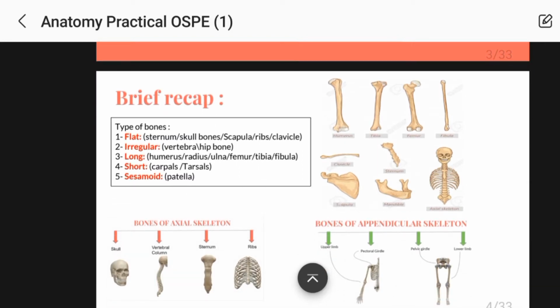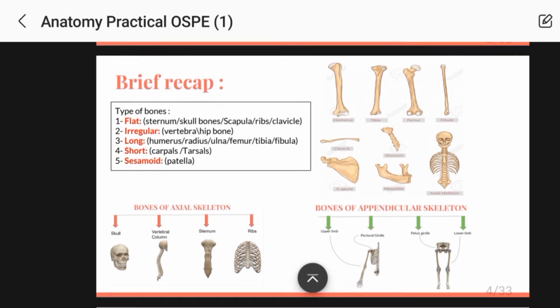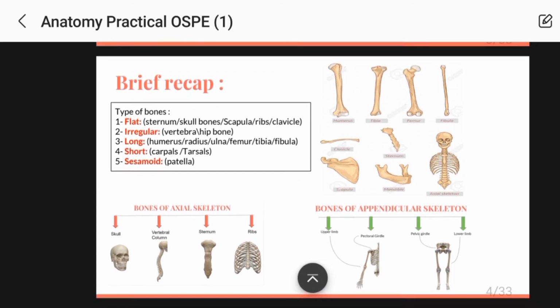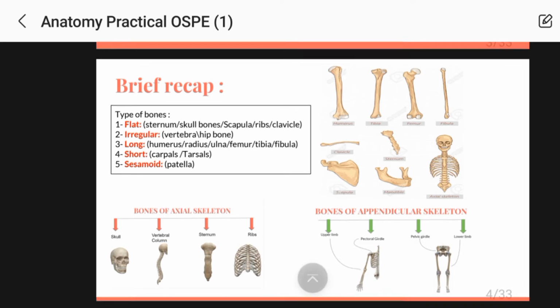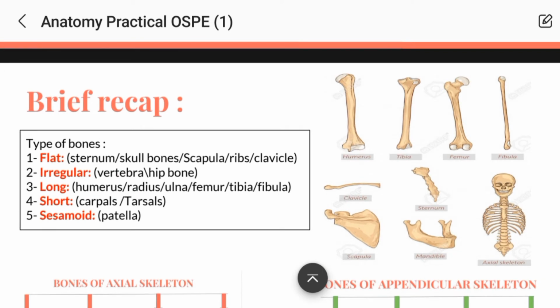We have different types of bones as you have already studied in the general anatomy. We have some flat bones such as sternum, skull bone, scapula, ribs and clavicle. Some irregular bones, for example vertebrae and hip bone. And the long bones which you can see in this diagram: humerus, tibia, femur and the fibula. Then we have the short bones which are the bones of the hand and the feet, which are carpals and the tarsals. Then the sesamoid, which is the patella.